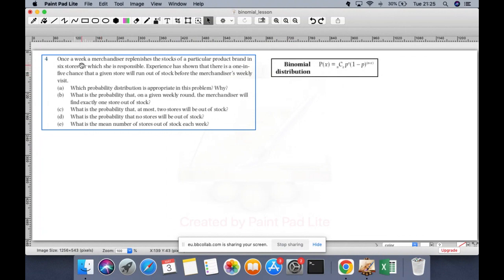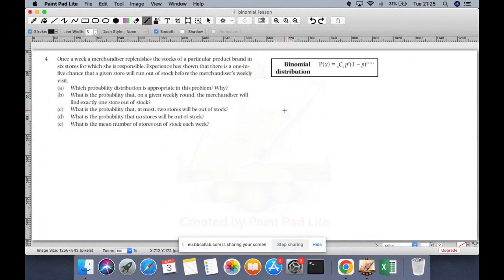So if you read this example, which says once a week, a merchandiser replenishes the stocks of a particular product brand in 6 stores for which she is responsible. Experience has shown that there is a 1 in 5 chance that a given store will run out of stock before the merchandiser's weekly visit. Okay, so what this actually means is you've got 6 stores, 1, 2, 3, 4, 5. Okay, there's only 6 stores.